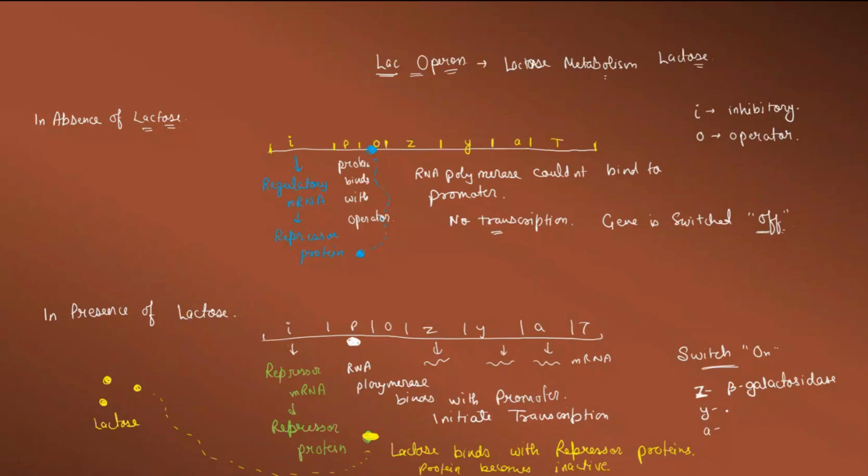Now, permease is the major enzyme responsible for lactose metabolism, basically the breakdown of lactose. When we break down lactose, what do we get? Glucose and galactose.